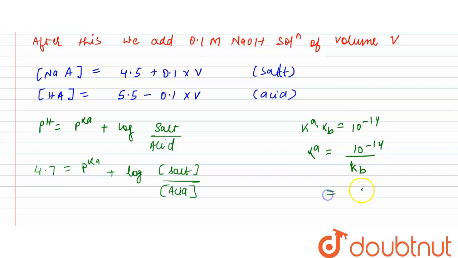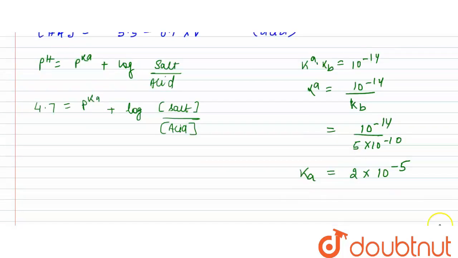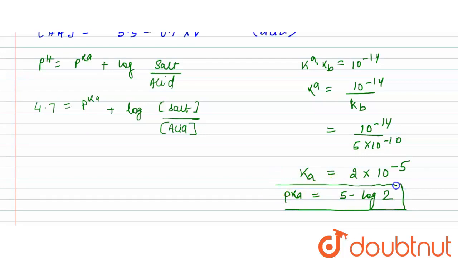Now what is Kb given to us? Kb is 5 into 10 to the power minus 10, right? So from here you will find out the value of Ka is equal to 2 into 10 to the power minus 5, right? This is the value of Ka. So if the value of Ka is this, then the value of pKa will be 5 minus log 2, right? This will be the value of pKa.